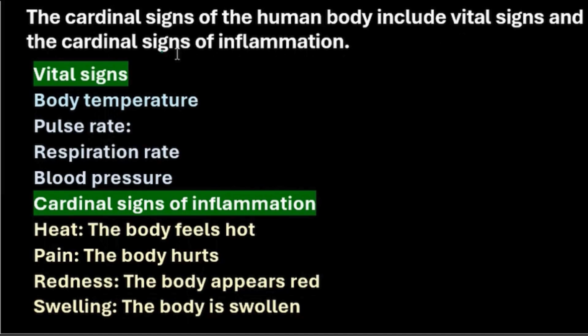The cardinal signs of the human body include vital signs and the cardinal signs of inflammation. Vital signs, as you know, are temperature, pulse, respiration, and BP. Cardinal signs of inflammation: heat, the body feels hot; pain, the body hurts; redness, the body appears red; and swelling, the body is swollen. So swelling, redness, pain, heat. These all are the cardinal signs of inflammation, and the vital signs are temperature, pulse, respiration, BP.